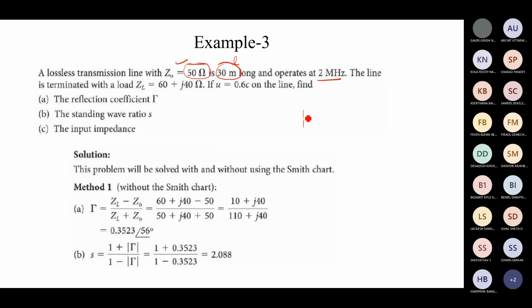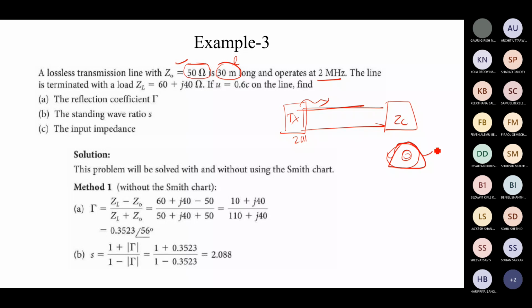So what is the meaning of that? I have this transmission line, and let's say a transmitter. This transmitter is operating at 2 megahertz, so that signal is traveling in. We are supposed to deliver this signal to a load after 30 meters, which is, let's say, a telephone. So I draw it like this. We have a telephone, and this telephone has its own load impedance, which is given over here.